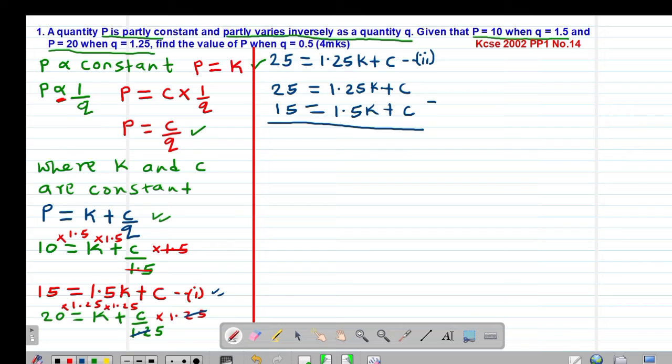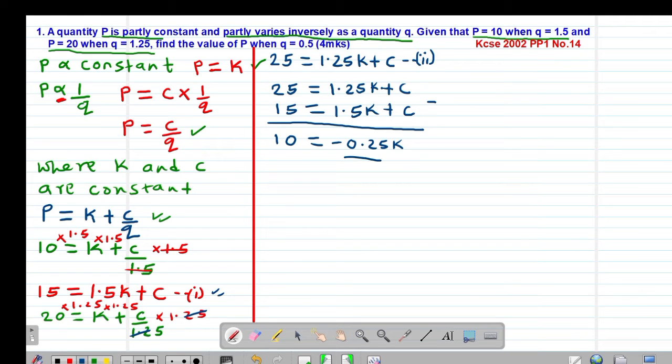So if you take 25 minus 15, we are going to get 10. So this will be 10 is equal to 1.25 minus 1.5. We are going to get negative, so this will give me negative 0.25, then of course k. Then c minus c, you are simply going to get 0.